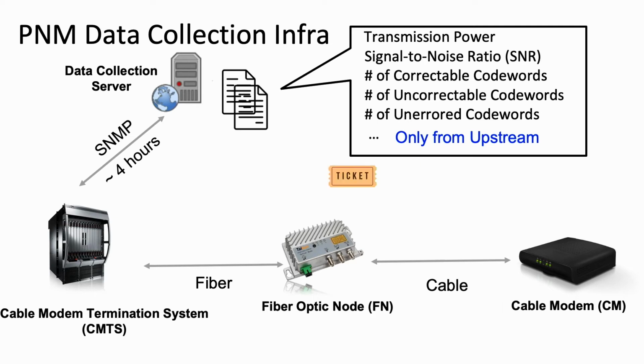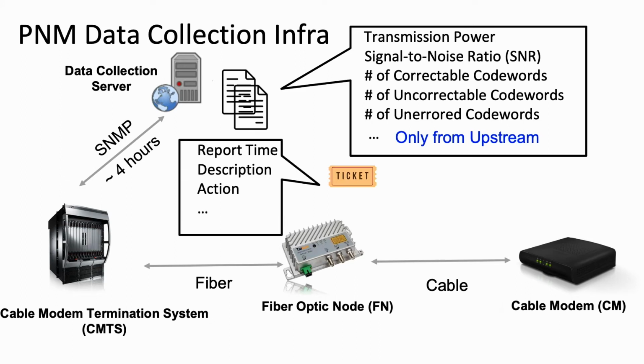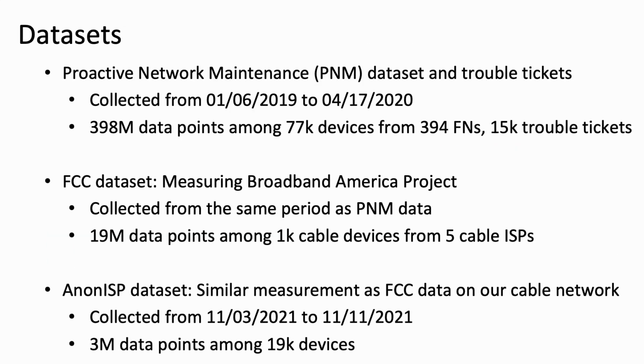We also have the ticket data. When a customer meets some network-related issues, she may report a ticket. This ticket contains several fields, including the ticket reporting time, the problem description, and the ISP action to solve this problem. Here are details of our datasets.